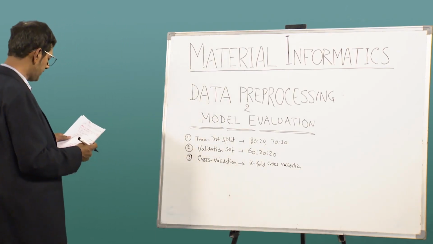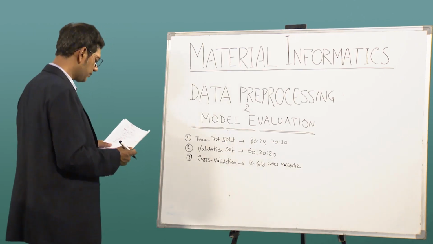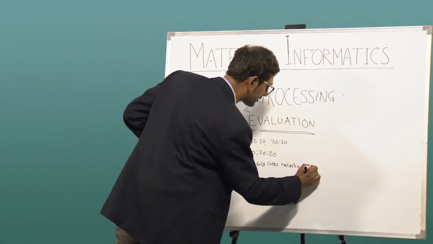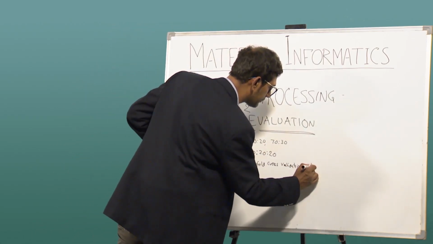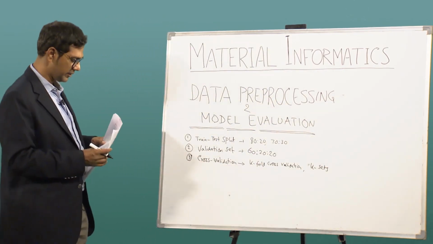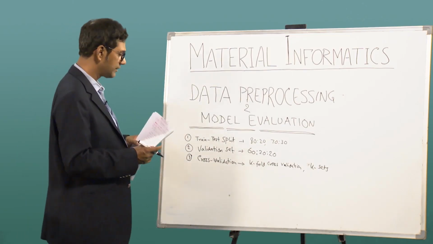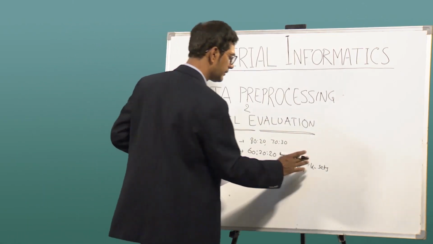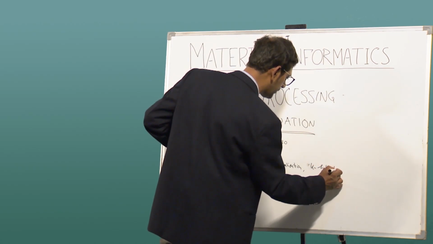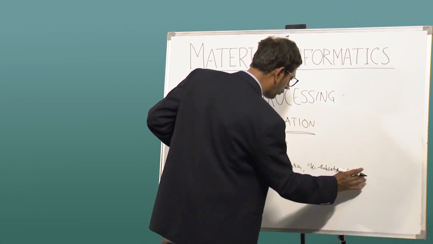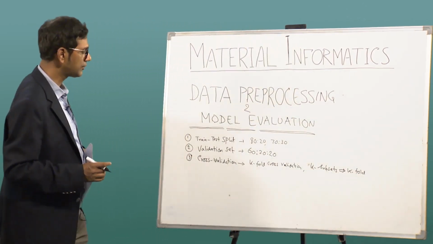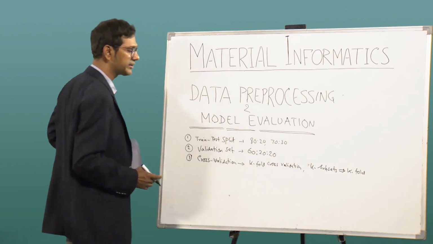So, what is k fold cross validation? The original data set is divided into k sets, k can be any number. So, you have the original data set, you divide it into k subsets. These k subsets are called folds, k folds. That means each subset is called a fold, right. That is why the name came, k fold cross validation.